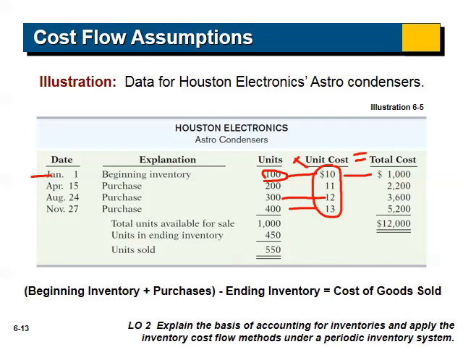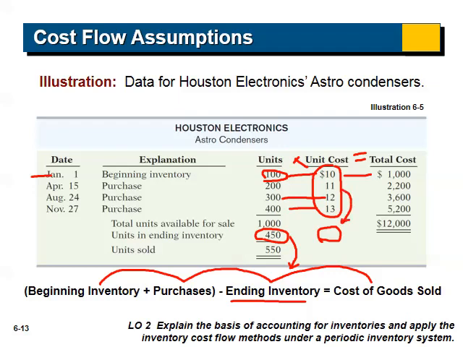Maybe there's inflation. Okay, and you might remember from chapter 5 that beginning inventory plus purchases minus ending inventory is cost of goods sold. But how do we know which ones are in the ending inventory? If we did a count and we had 450 left, we need a dollar amount of those. I know which units, but I don't know the dollar amount. So how do I know the unit cost? Are they $10 ones, $11 ones, $12 ones, or $13 ones? I don't know.